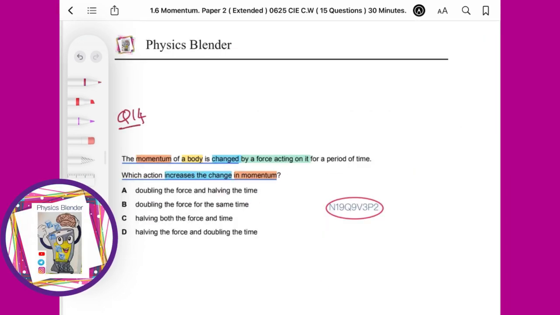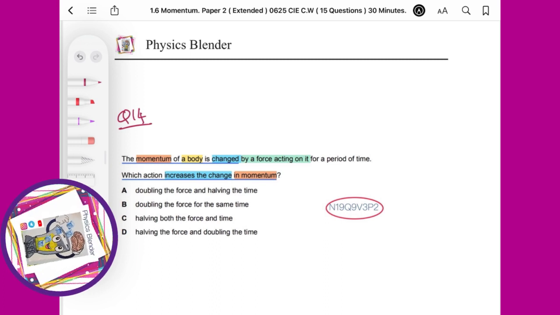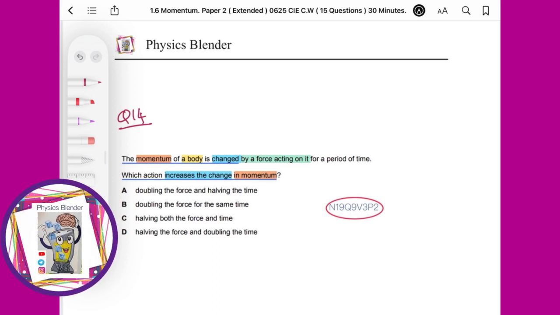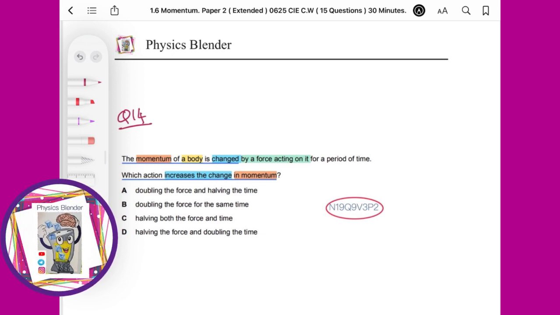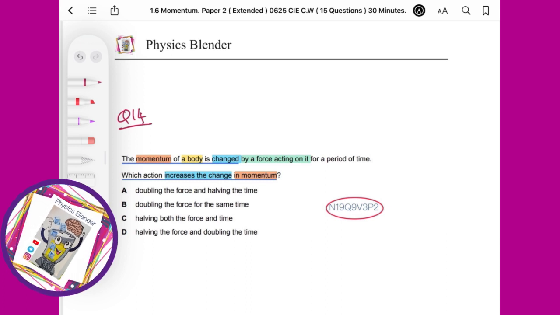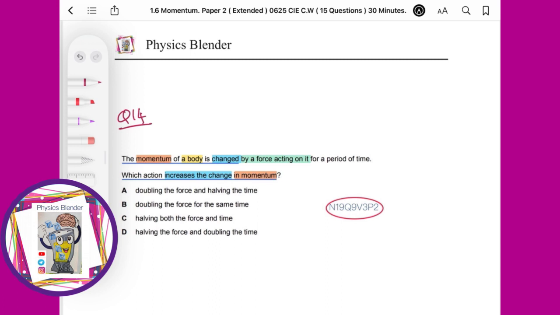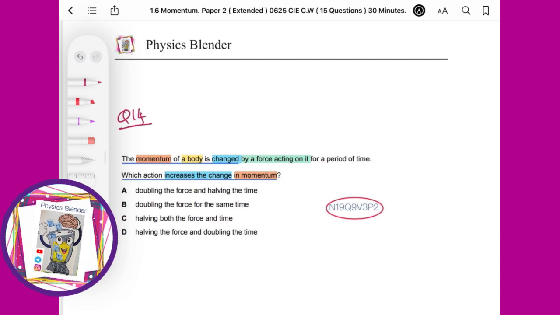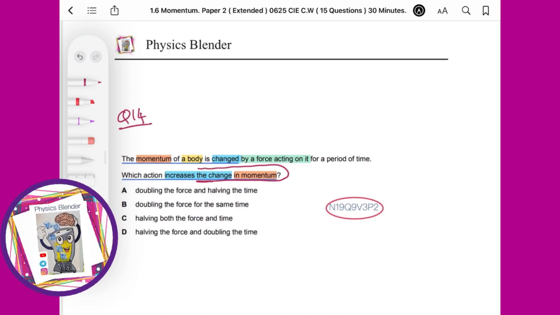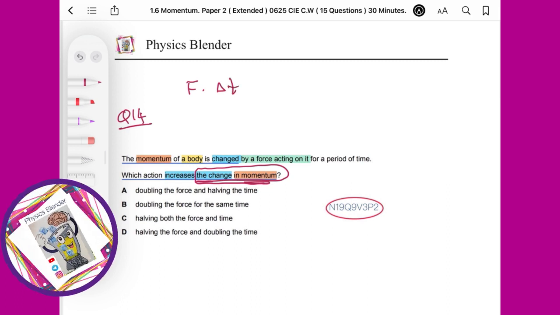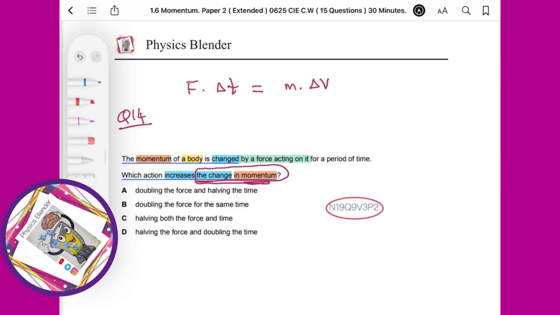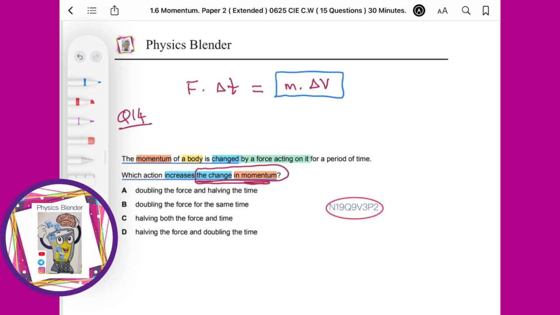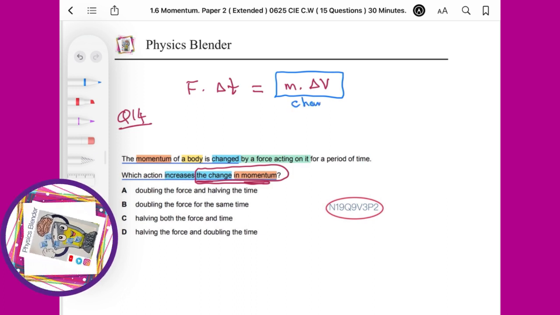Question 14. The momentum of a body is changed by a force acting on it for a period of time. Which action increases the change in momentum? If you write the equation we use, what increases is the change in momentum, not the momentum. You have F delta t equal to m delta v. So this term represents the change in momentum.